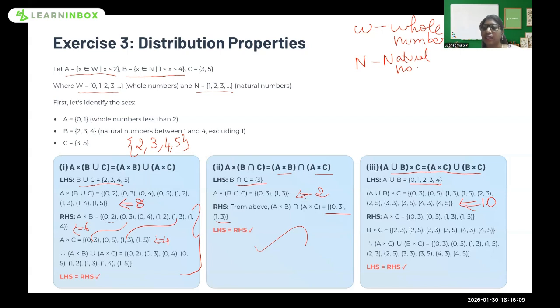So in RHS, A cross C and B cross C have to be found out. That is, A cross C will be having 4 elements, and for B cross C, we will be having 6 elements, and we have to union. That is, we have to write all the elements without repeating. Here, please note the LHS is equal to your RHS. That's the property getting proved.